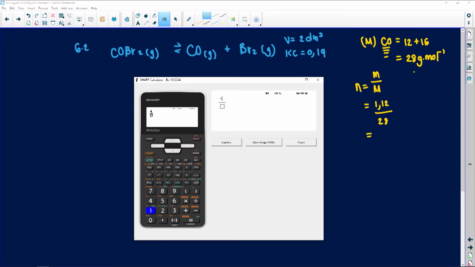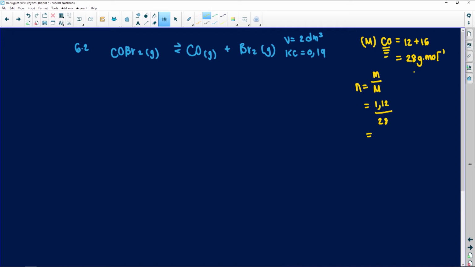So I'm going to say 1.12 divided by 28. Let us do that. So that's 0.04. So when we have 1.12 grams, it is equivalent to 0.04. The small n means mole. Remember, capital N means newtons. Do not get that confused. So now I have my moles. However, I'm not done with my table.